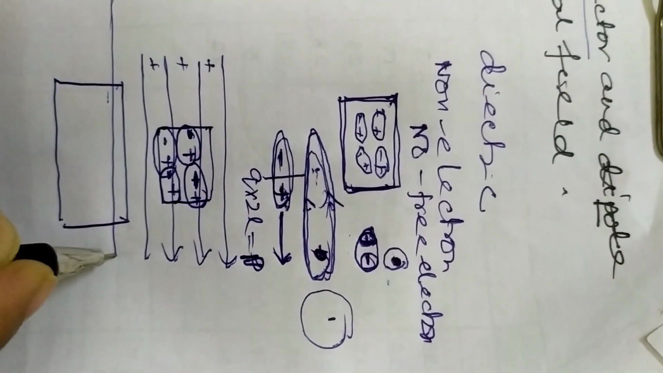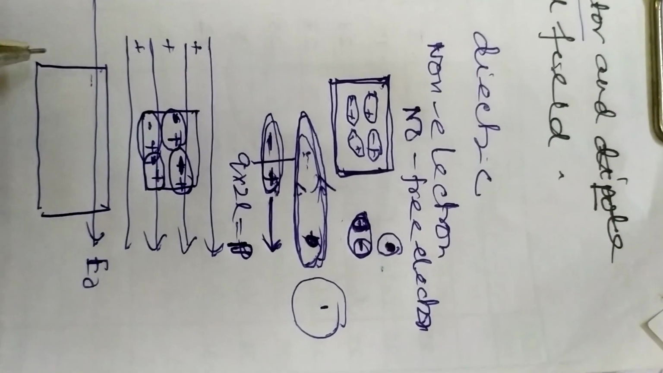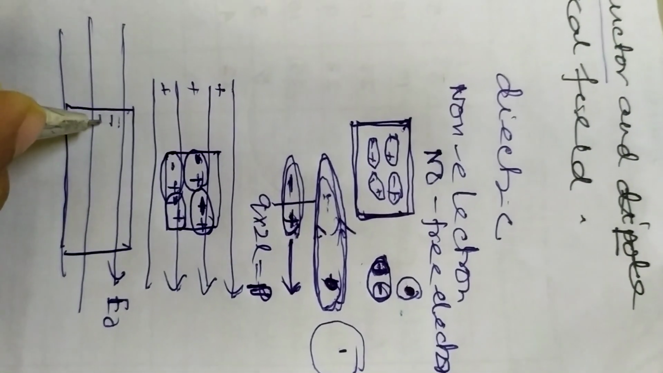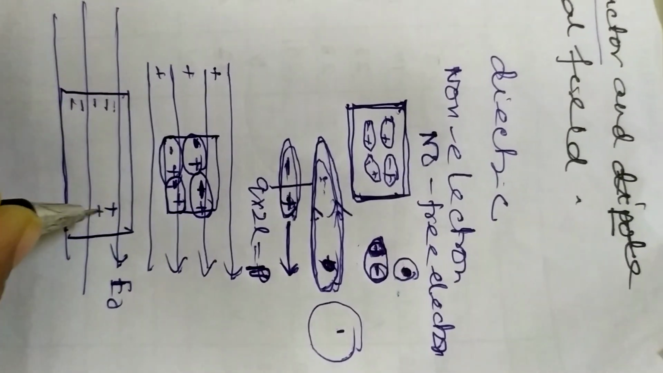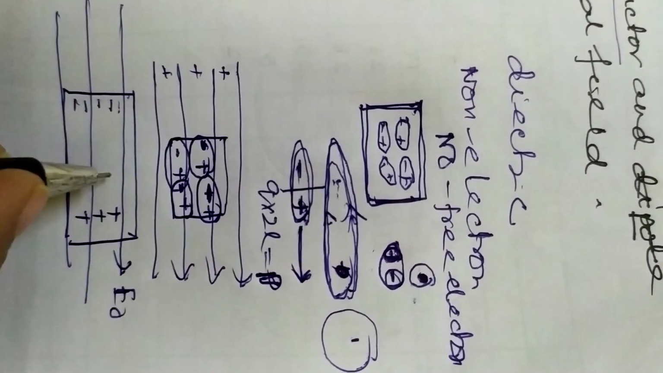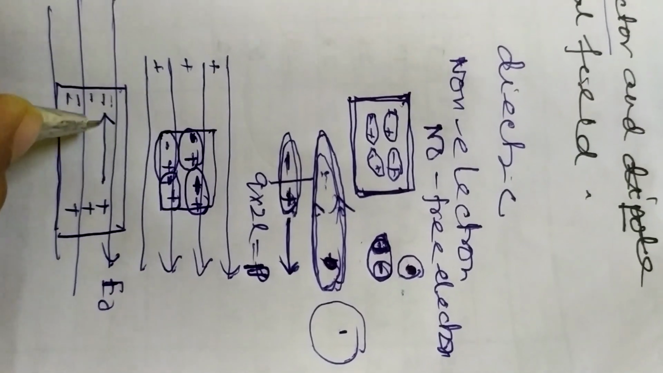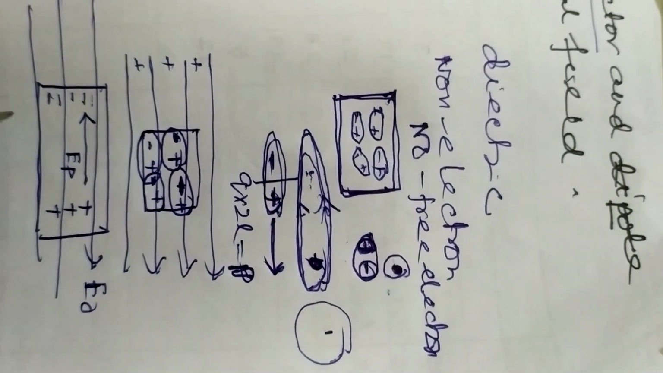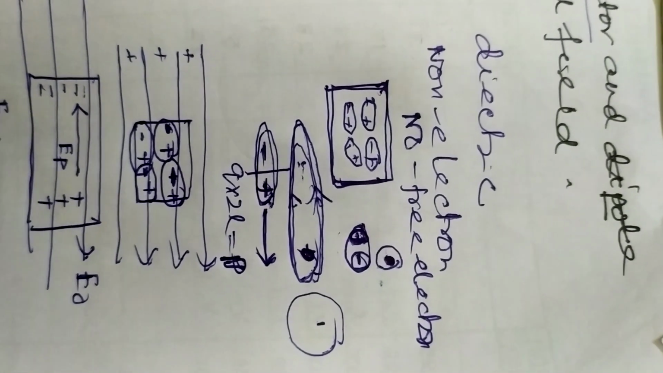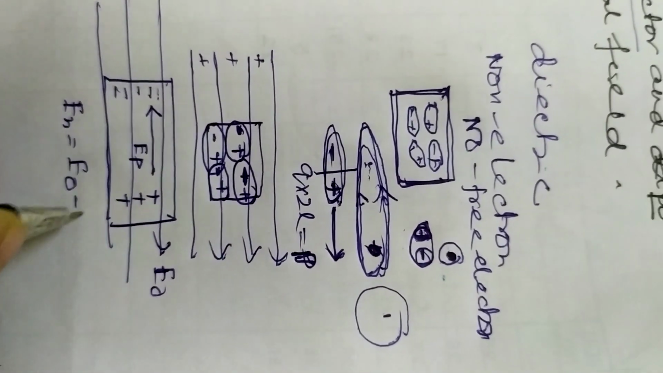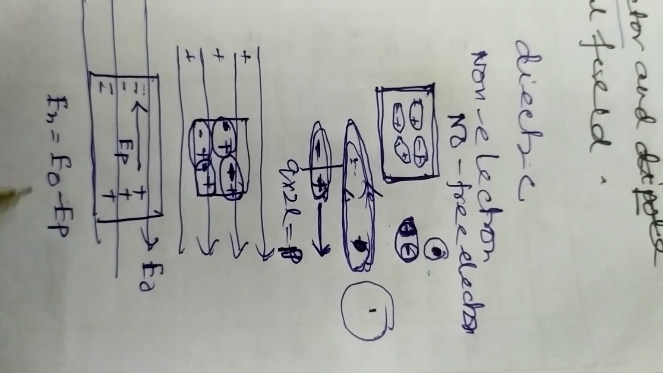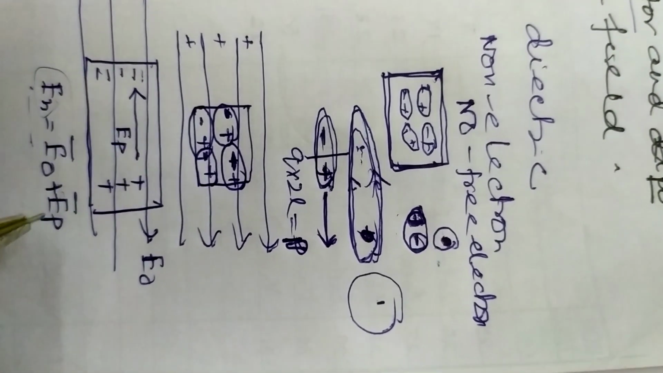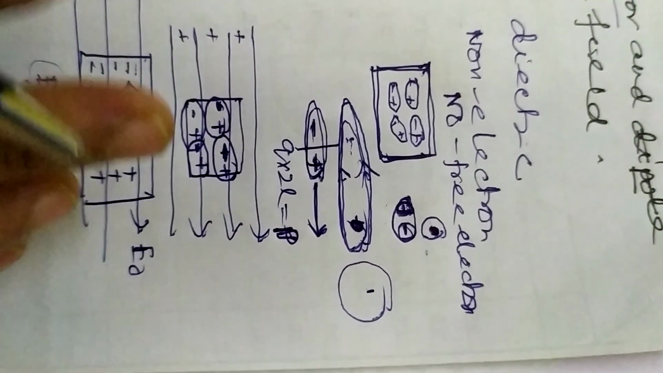So here there will be the electric field E0 that we are applying, and because of this negative part here and positive part here separated in a dipole, we will be getting an electric field in the opposite direction. This is EP, in the opposite direction, and hence the net electric field will be E0 minus EP. Clear? So in this case it is reducing. If we are writing vectors, we will write plus here. So in this way the electric field is reduced a bit.